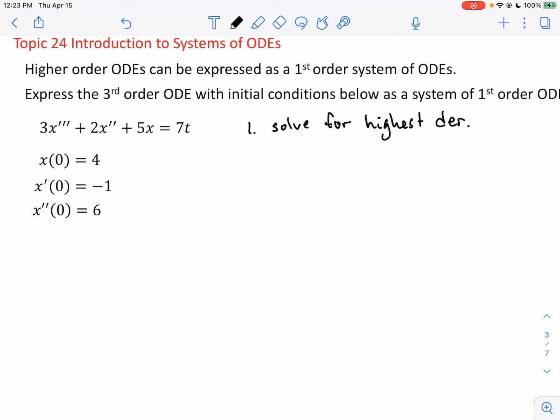So solve for x triple prime. I'm going to subtract all the other terms over to the other side and divide everything by 3. I'm going to do this all in my head. So we get x triple prime is equal to, on the other side, a -2x double prime divided by 3. We're going to have a negative 5x divided by 3. And we're going to have that 7t that's over there divided by 3. So plus 7/3 of t. So we solved for the highest derivative.